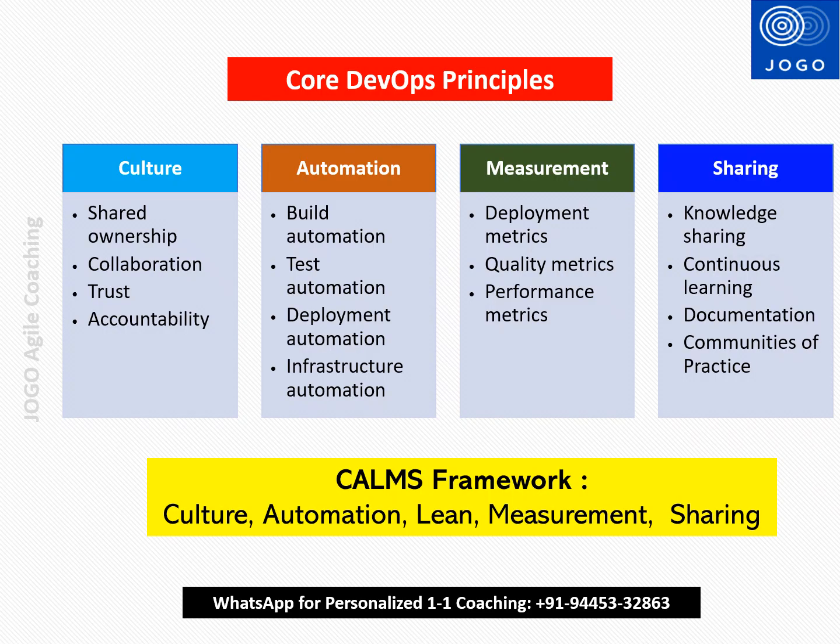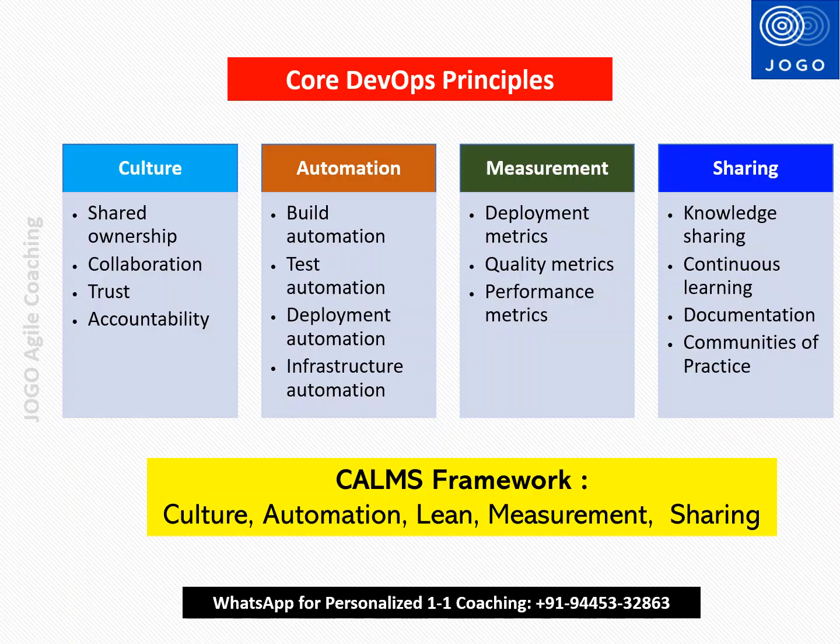So we need to build this as the first thing when you want to do the DevOps implementation or the transformation. The second focus area is automation. We need to build automation: test automation, deployment automation, infrastructure automation. So this is the second principle. We need to do more automation, whatever is possible. First is cultural transformation. Second is automation.